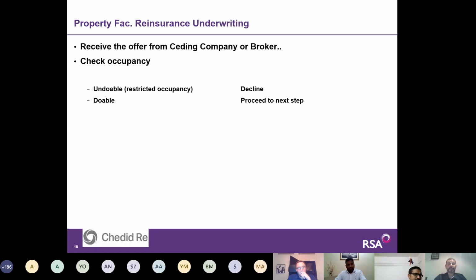We receive the risk from the broker, from the cedent, from any of you. First thing we do, we look into the occupancy. Can we do this occupancy or we cannot do this occupancy? Based on what? This is an undoable occupancy, restricted occupancy. We have a guideline sheet, a guideline table that has been updated almost every 2 or 3 years based on the losses sustained during 2016, 17, 18. We analyze the losses in the market, we update our guidelines, we update our preferred occupancy list.